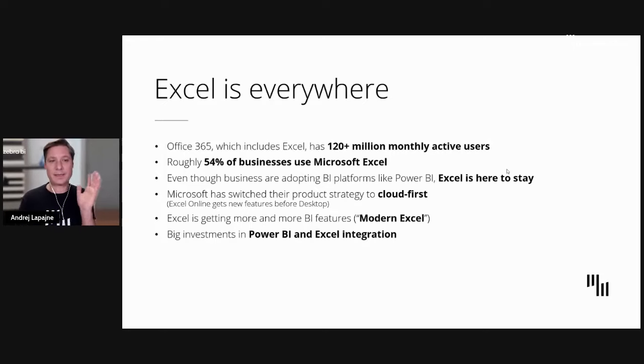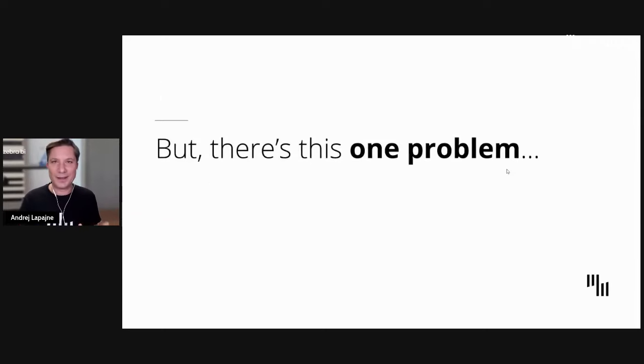So meanwhile, Microsoft has switched their product strategy to cloud first. So the online version actually gets updated first before the desktop version is updated. So we are all moving to the cloud. As well as Excel is getting more and more BI features, which is called modern Excel. And Microsoft, as mentioned, is doing big investments in Power BI and Excel integration. So this is all great. This is all dandy. Excel everywhere, but there is this one problem.